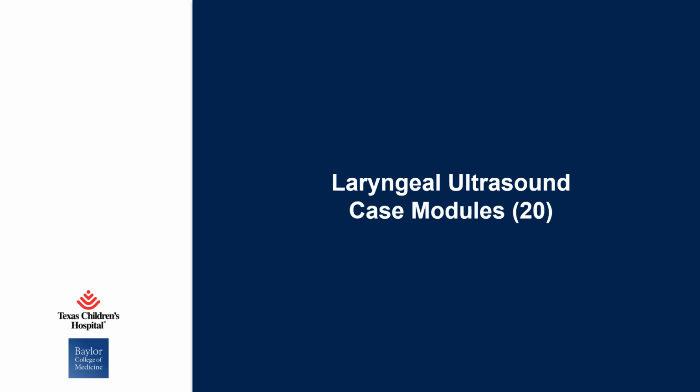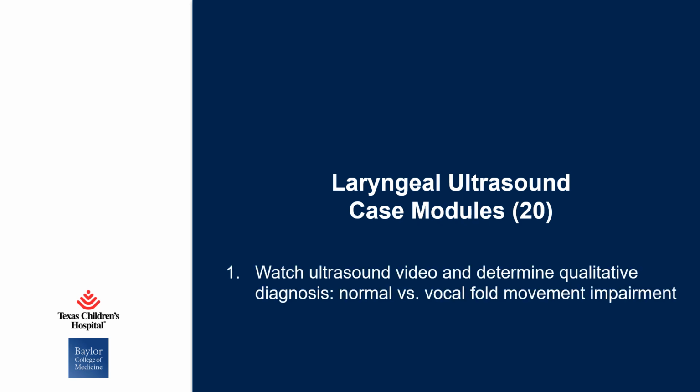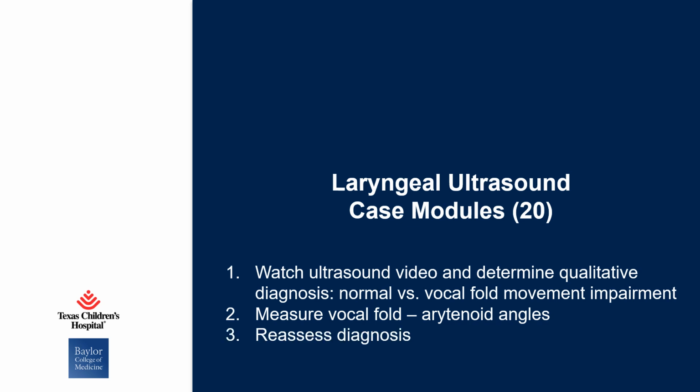How to get the most out of these case modules. First, watch the laryngeal ultrasound video and make a qualitative diagnosis. Keep it simple. Normal versus vocal fold movement impairment. On the next slide, you'll have the opportunity to make a quantitative diagnosis by measuring the vocal fold to arytenoid angles. You will need a protractor, either a physical plastic one or a digital one that can be found online. Then reassess your diagnosis. See if it's changed from your qualitative diagnosis.